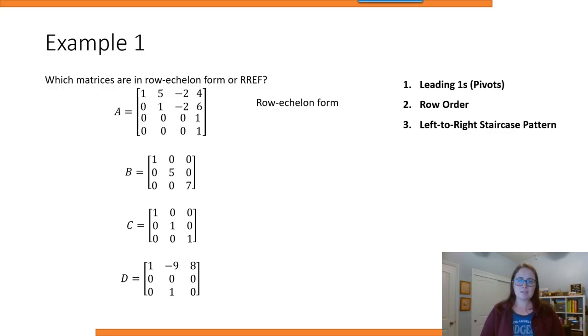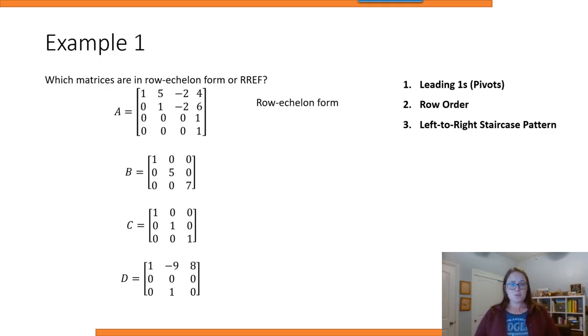If I start looking through these to see if the rest have this pattern, well, B does not have this pattern because it doesn't have leading ones in each row. There's a 5 as a leading value in the second row and a 7 as a leading value in the third row. So that one is not row echelon form, which means it's also not going to be reduced row echelon form because those have to all meet these first 3 requirements.